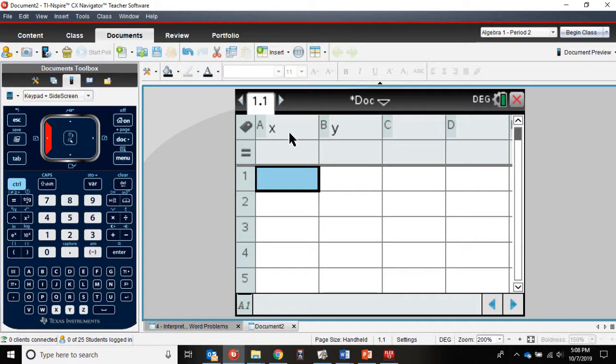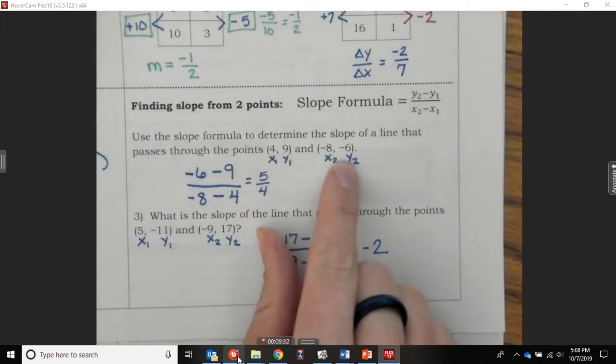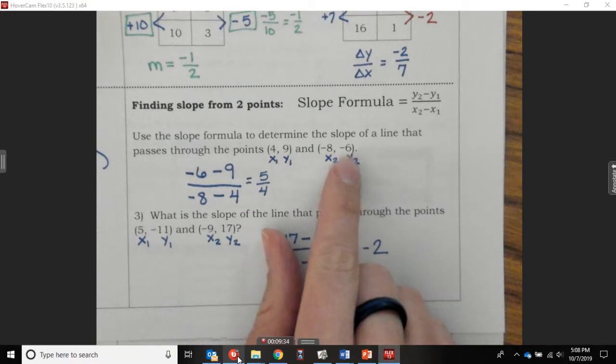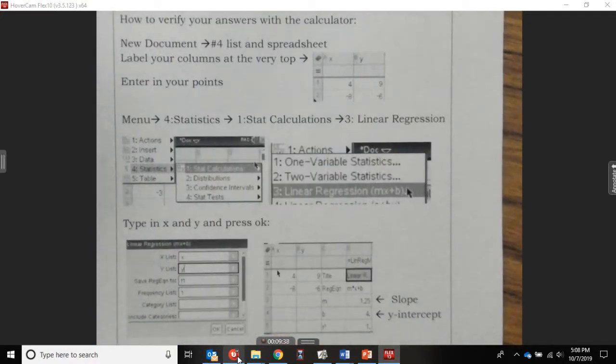And then we're going to put in 2 points. And let me see, I think these are the points that we used on the front of your paper. So 4, 9, and -8, -6. And so I'm using the points from the front of your paper. So if you're wondering where I got these, that's where I got them.